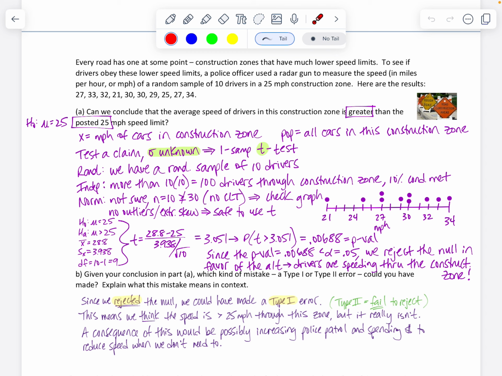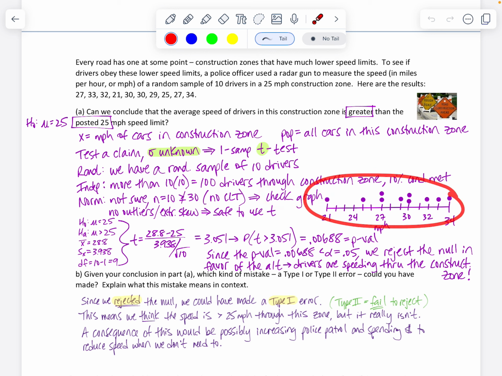Random and independent are very self-explanatory. Let's talk about the normal condition. It says nothing up here about having a normal distribution. Also, we can't apply the CLT because we only took a sample of size 10. Dang it. So I'm going to check this dot plot real quick.